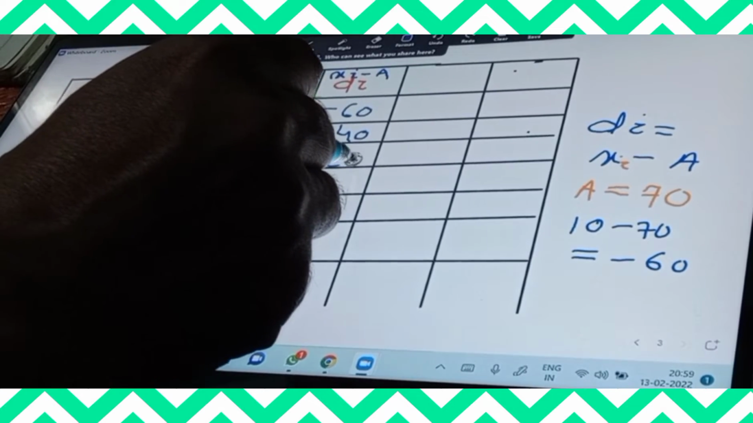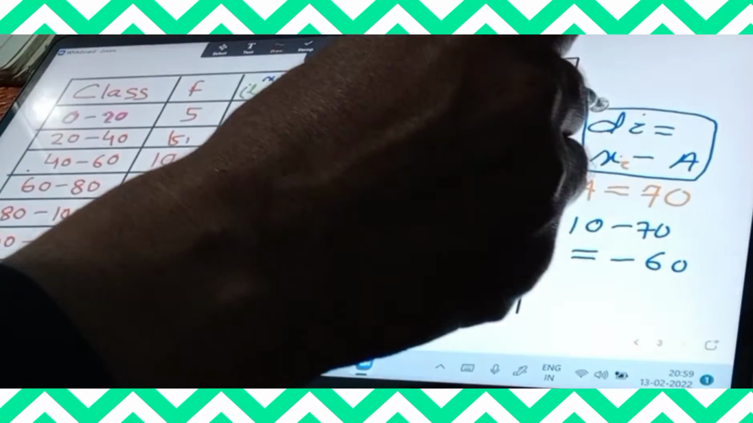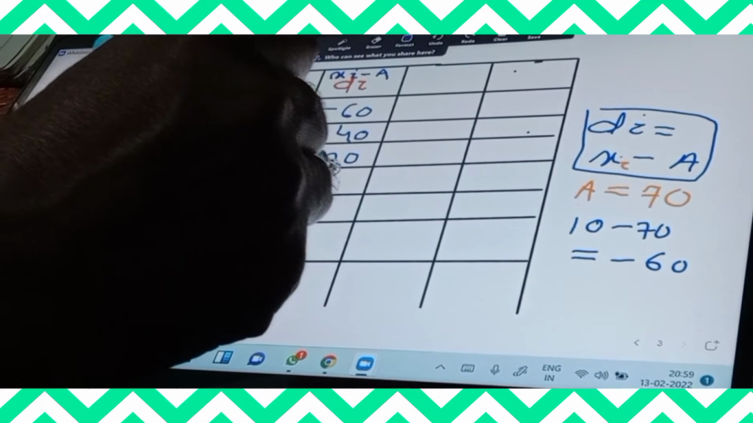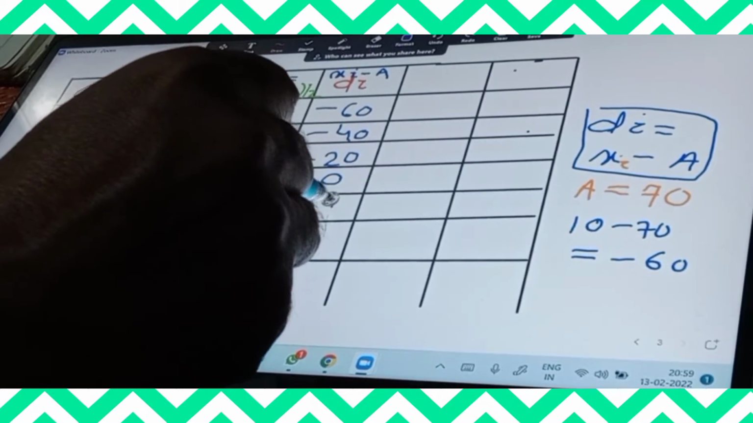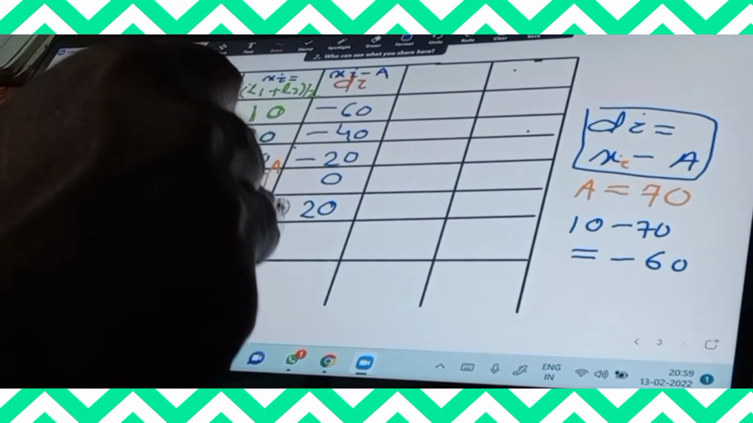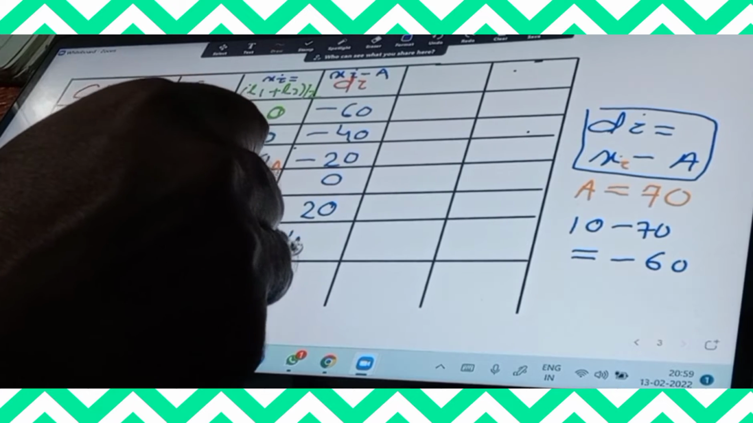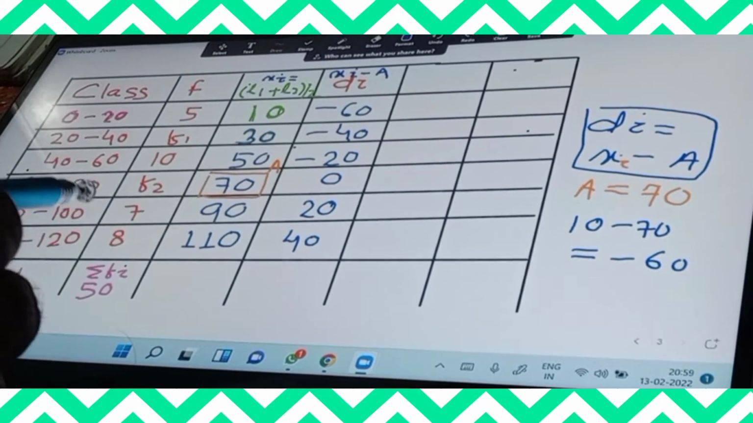Is it understood? And 70 minus 70, using this formula to find deviation, is 0, and 90 minus 70 is 20. And 110 minus 70 is 40. This is how you can find out deviation.